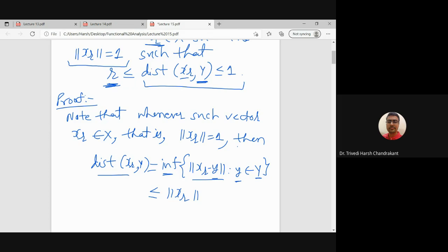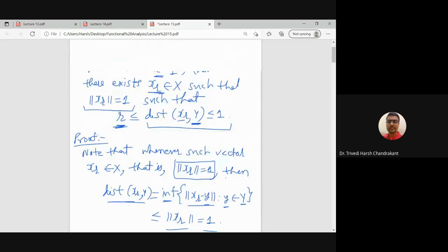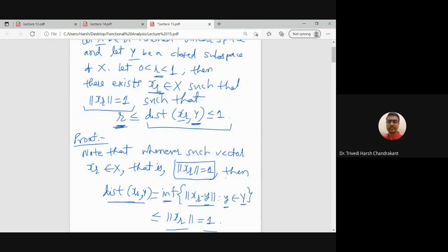Right, so this distance is always less than or equals to norm of xr because every subspace Y contains the 0 element, and norm of xr is 1. We have a vector whose norm is 1. So that means distance is always less than or equals to 1. So we have not proved that xr exists, but what we are saying is whenever xr exists, whose norm is 1, we'll always get this part. So the only thing we need to prove is that r is less than or equals to distance of xr with Y.